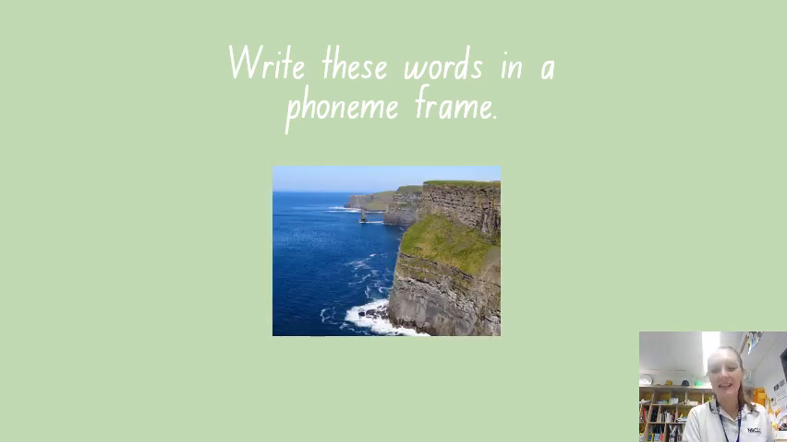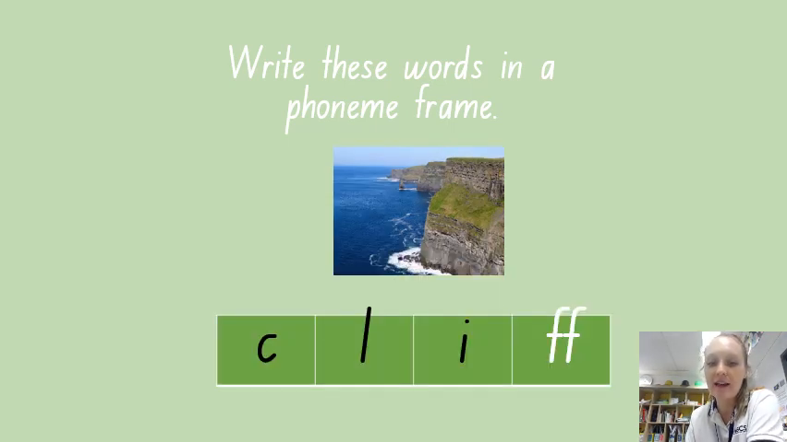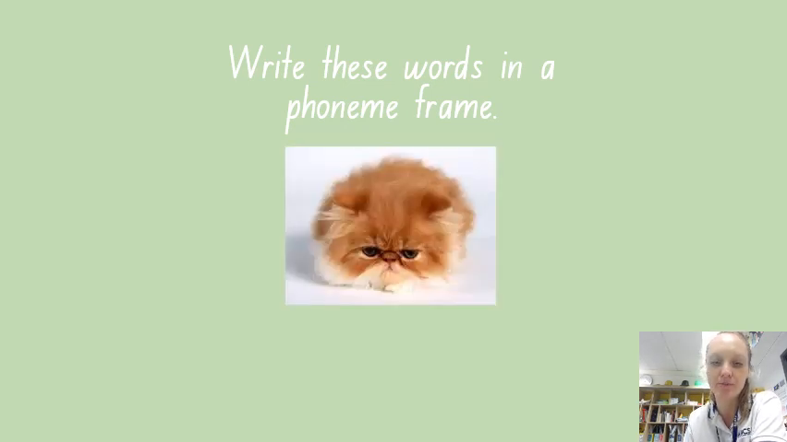This is cliff. Now think about the word cliff. It has a short vowel, a short I. So think of what graphemes must be at the end of the short I. So cliff. All right, you should have C-L-I-F-F. And remember, the C and the L are separate sounds. The I is a separate sound, but the double F is one sound.